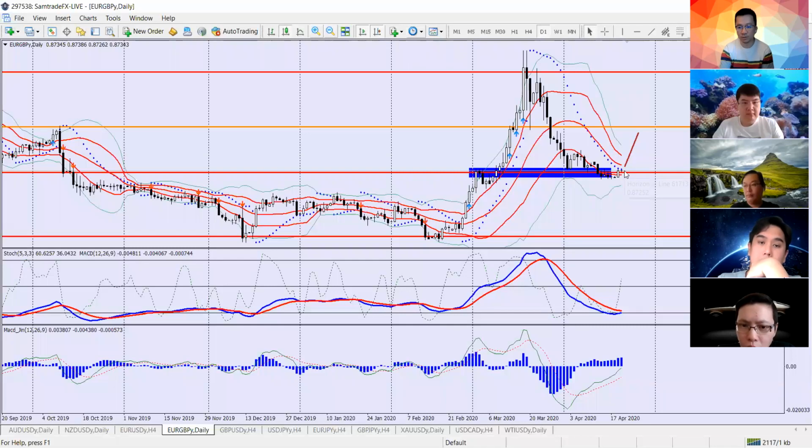Why I think that it's possibly going to move up is that the euro, although it's trying to come down, we could see the pound coming down as well, right? And as we see the pound coming down, where is the euro pound possibly going to head? Upwards, right? So as we see the pound possibly coming down, we could see the euro pound heading upwards.